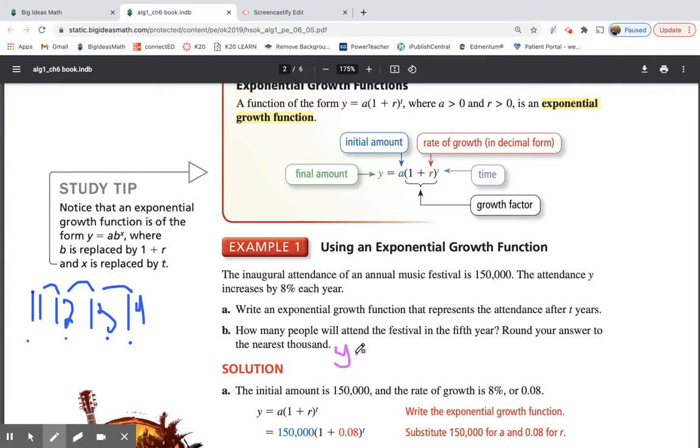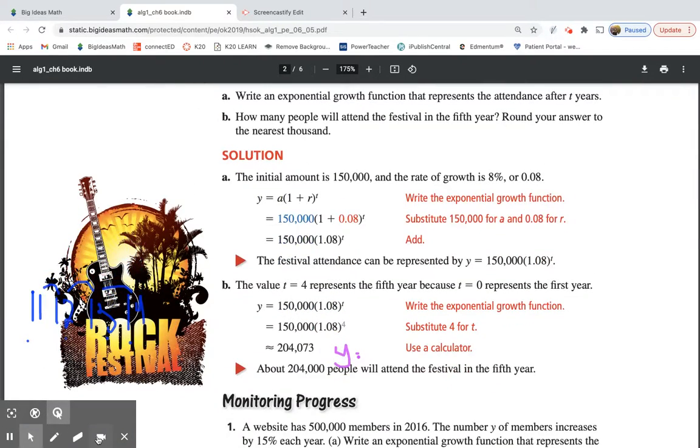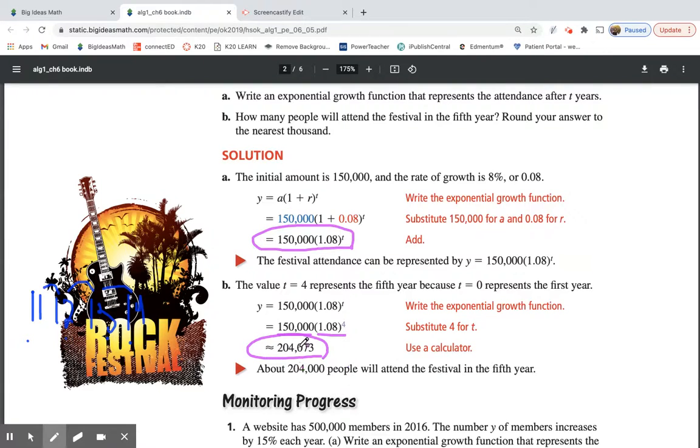So we're going to have y equals 150,000. I may just look at theirs so I don't have to type that part, because my handwriting on this is not the greatest. Okay, so right here, this was our final answer on A. So for part B, for t, plug in a 4. So we raise that to the 4th power, then times 150,000. And we are going to round just because it's hard to be exact. This is more of an estimate. So about 204,000 people will attend the festival in the 5th year based on that exponential growth function.